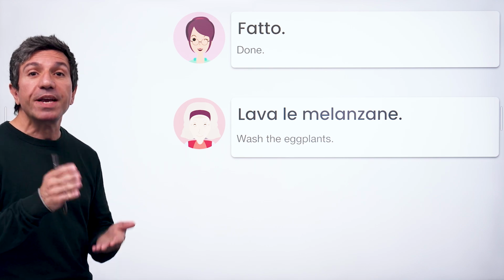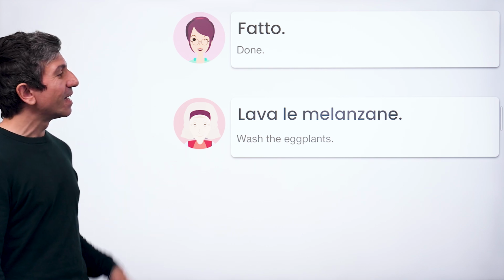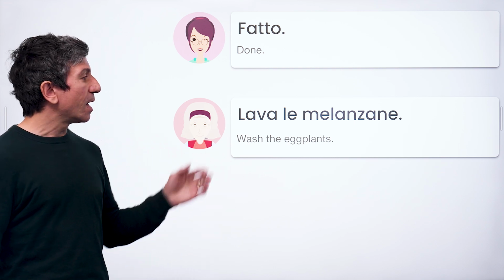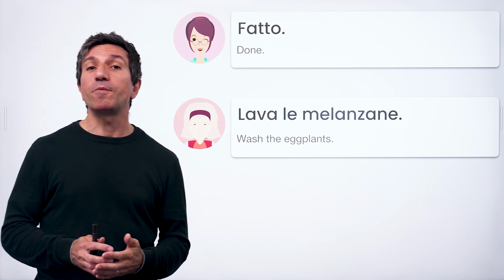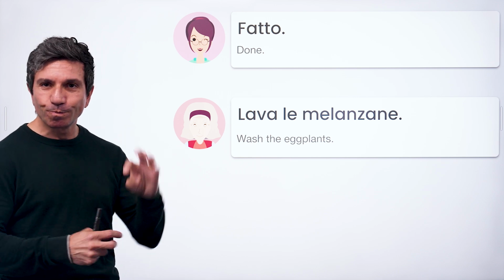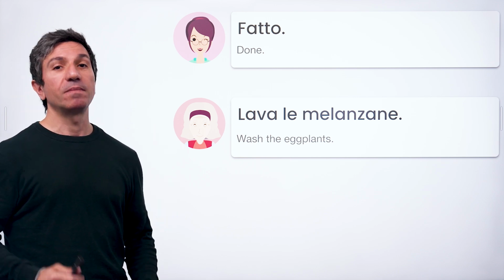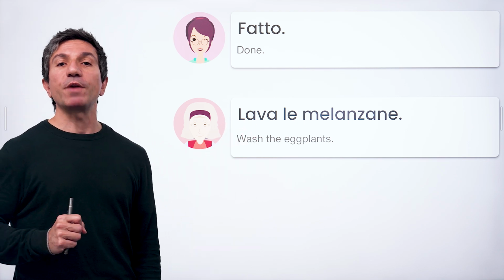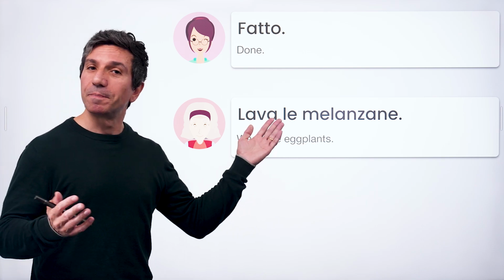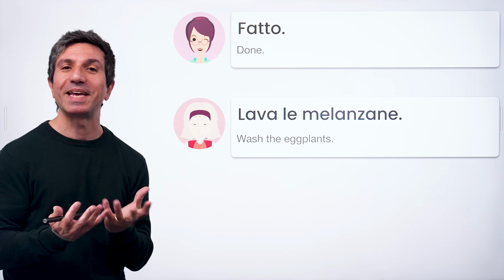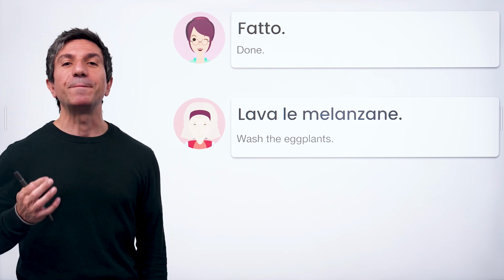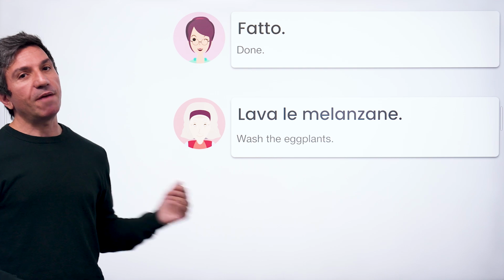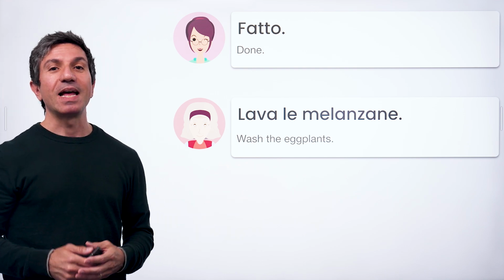Let's take a closer look and break it down into its parts. Lava le melanzane. Wash the eggplants. First is the verb lava, which is the informal command form of lavare, meaning wash. Next is the article le, meaning the, in the feminine plural form. After this is the noun melanzane, meaning eggplants. All together, it's lava le melanzane. Wash the eggplants.